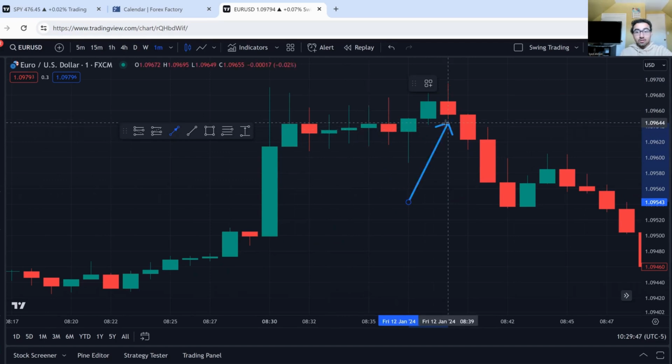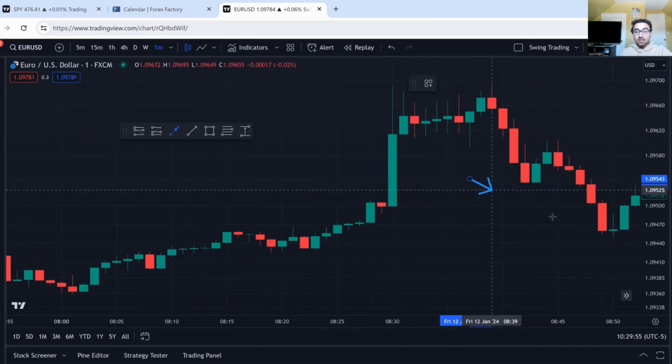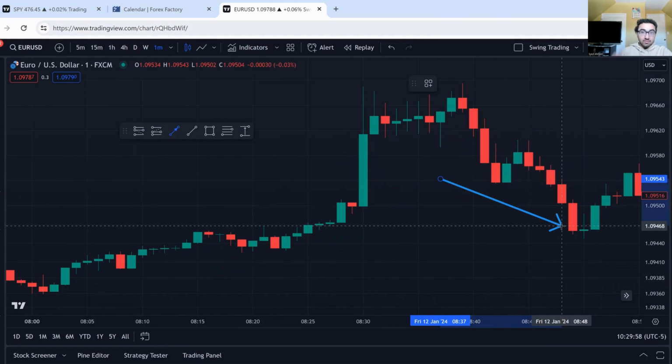And now what do you see? At one point or another, you start to see a strong wick to the upside, strong close to the downside, strong close to the downside. All right. And what do you see? A downtrend. Like I told you guys, candlesticks are telling you something.